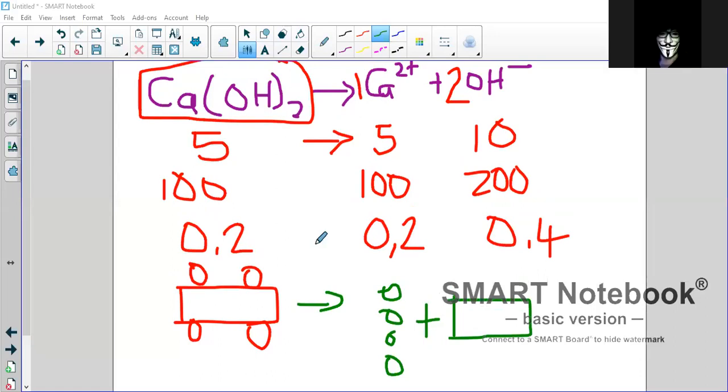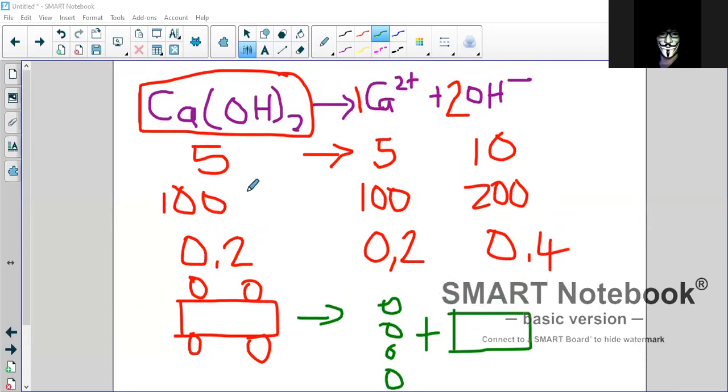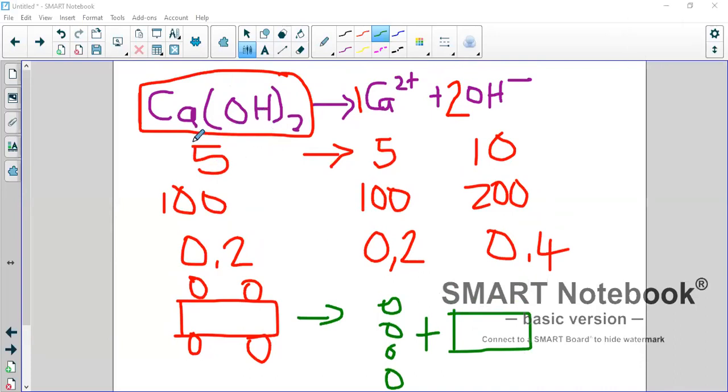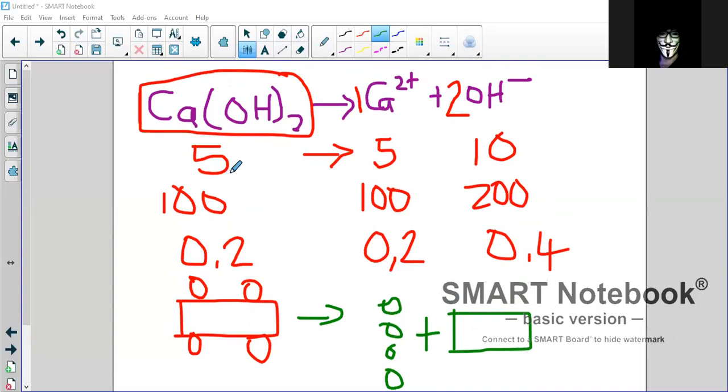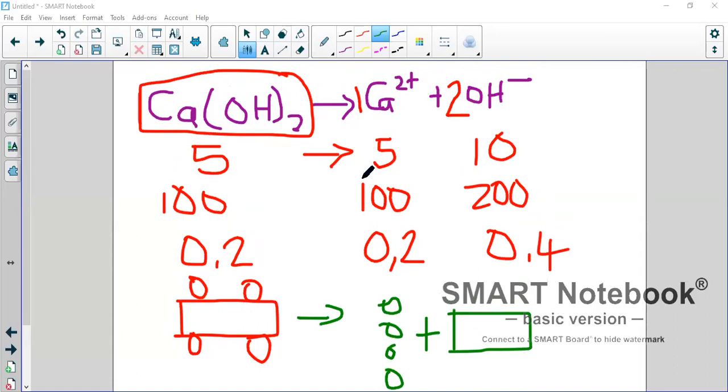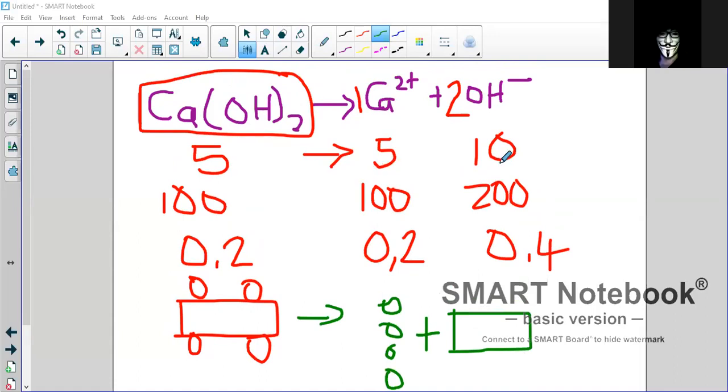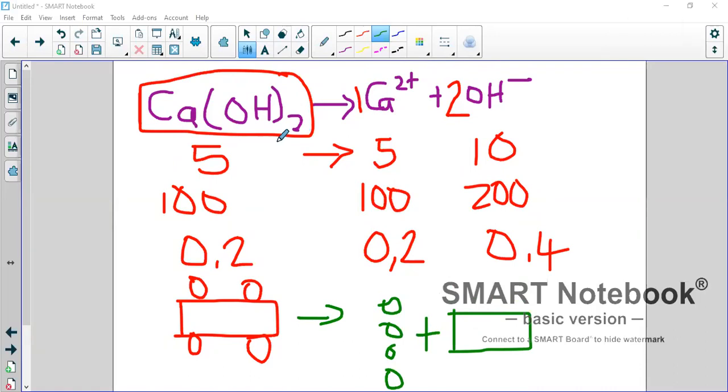Yes, sir. Shouldn't it be that if you start off with the moles of 5 and then you split it up into two parts, those split-up parts should be added together to form the original amount of moles? Not exactly. So basically, what it means is this.